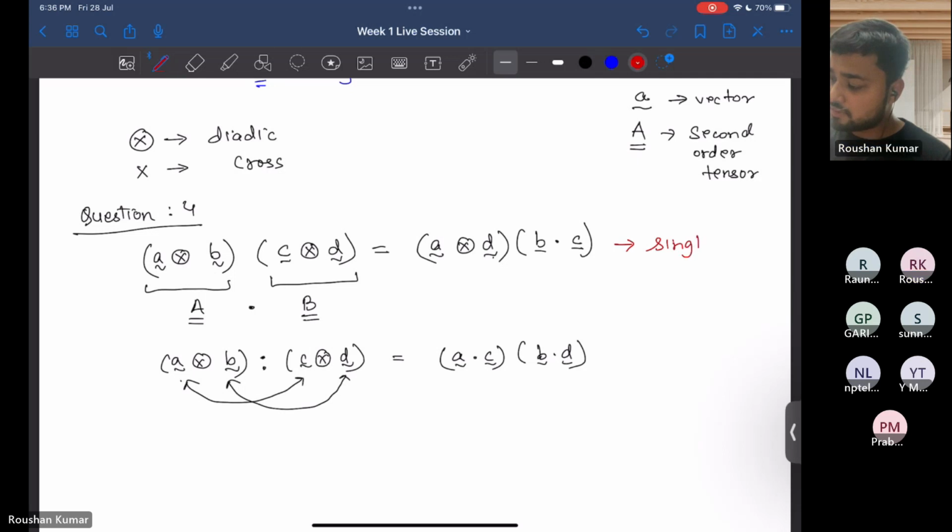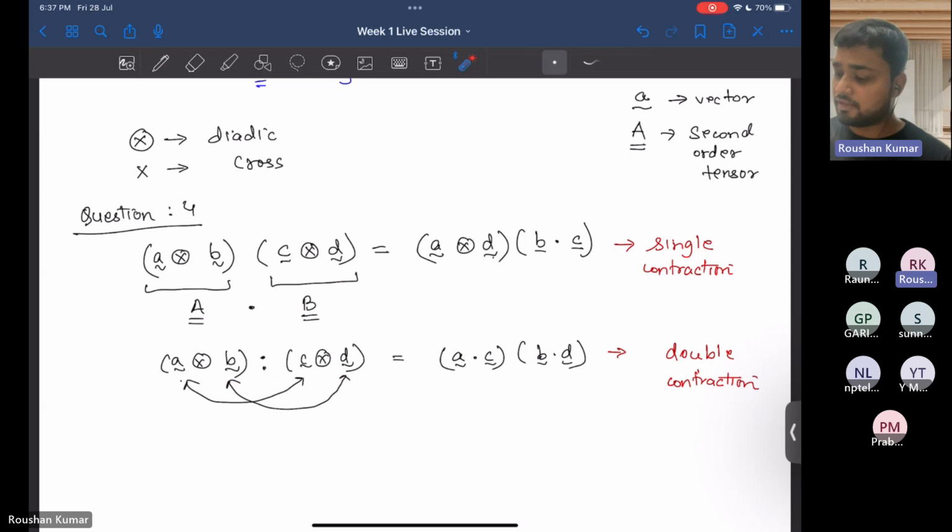This is single contraction of second order tensors, and this is double contraction. The single contraction is also called multiplication of two second order tensors, and this is a double contraction of two second order tensors. If anyone asks you what is the multiplication of two second order tensors, it means a single contraction with two vectors within the two tensors, and double contraction gives us a scalar quantity if we double contract two different second order tensors.